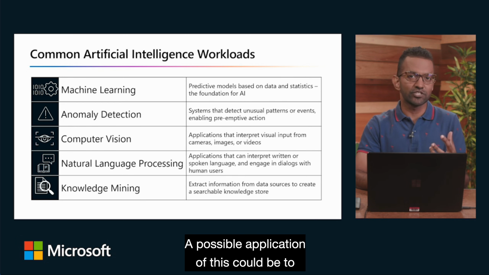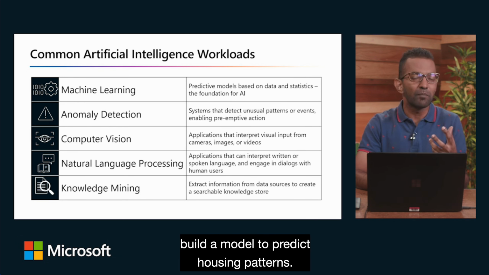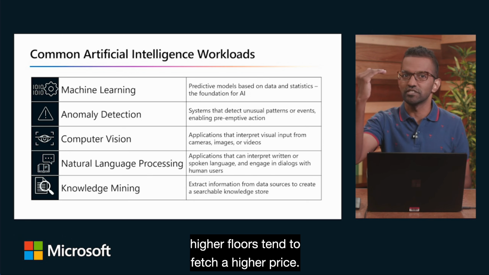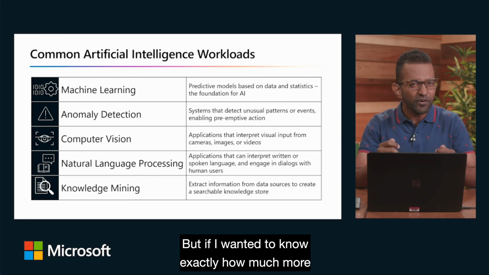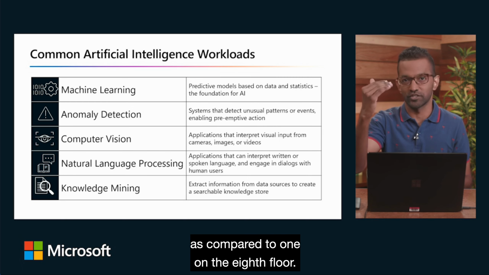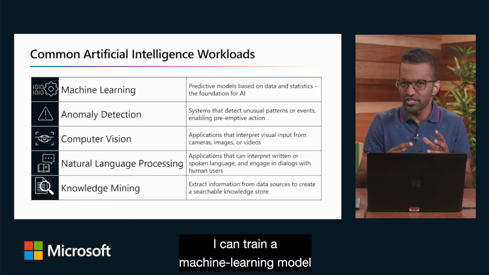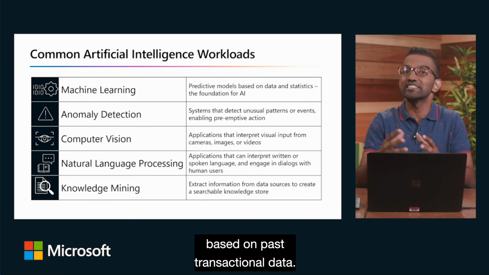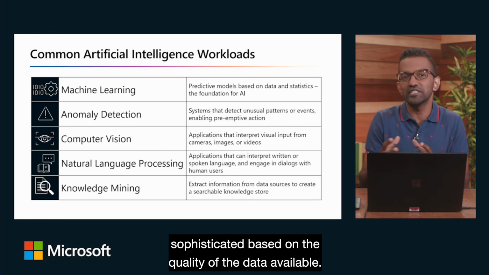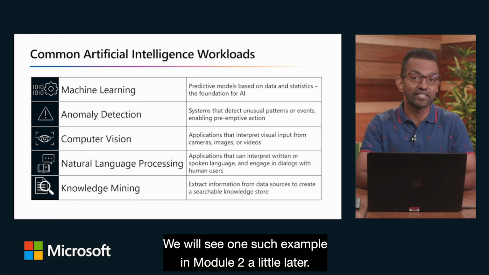A possible application of this could be to build a model to predict housing patterns. If I was selling real estate, from experience, I know that apartments on higher floors tend to fetch a higher price. But if I wanted to know exactly how much more a house on the 9th floor costs as compared to one on the 8th floor, I can train a machine learning model based on past transactional data. A fairly simple model that can be made more sophisticated based on the quality of the data available. We will see one such example in Module 2 a little later.